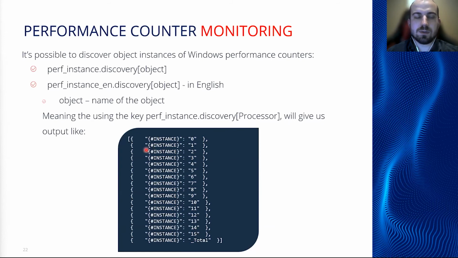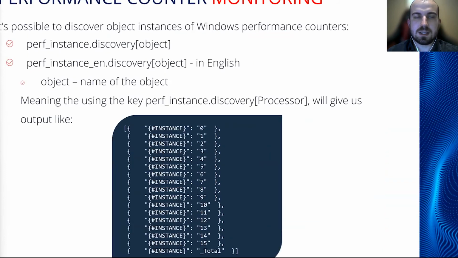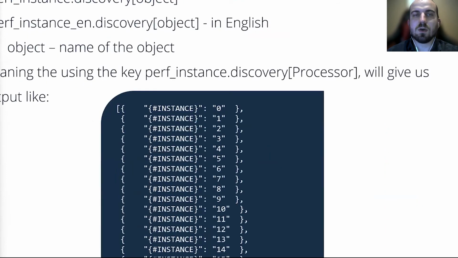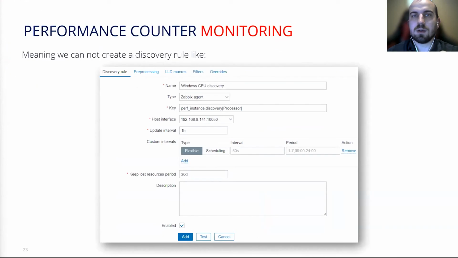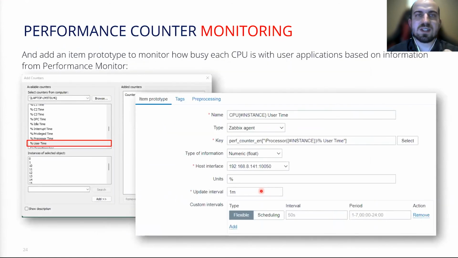And this is what Zabbix returns. As you can see, in this case the low-level discovery macro is already in the JSON, so you won't need filters. You will just need to create the discovery rule as it is. This is what I have created: Windows CPU discovery, a Zabbix agent discovery, and the key is perf_instance.discovery[processor]. This gives me the same JSON as you saw in the previous slides, which shows all the instances with their respective low-level discovery macro.